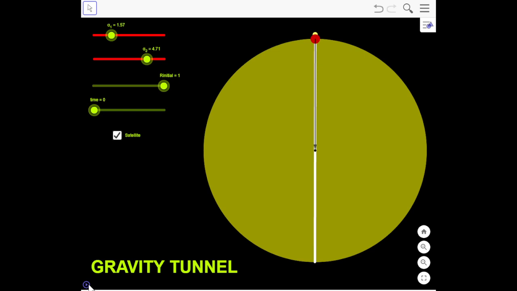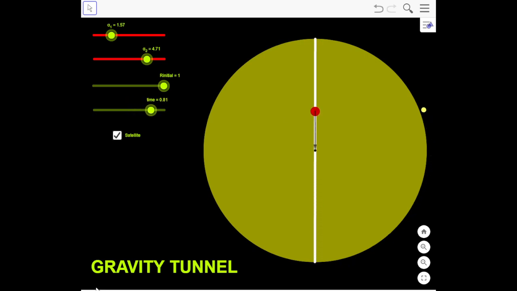Let's see if that works. Well, they meet down there. They should meet up here. Yep. So when this guy's on a diameter, the period of time it takes to do that is equal to the period of time it takes this satellite to go around. That's pretty cool.